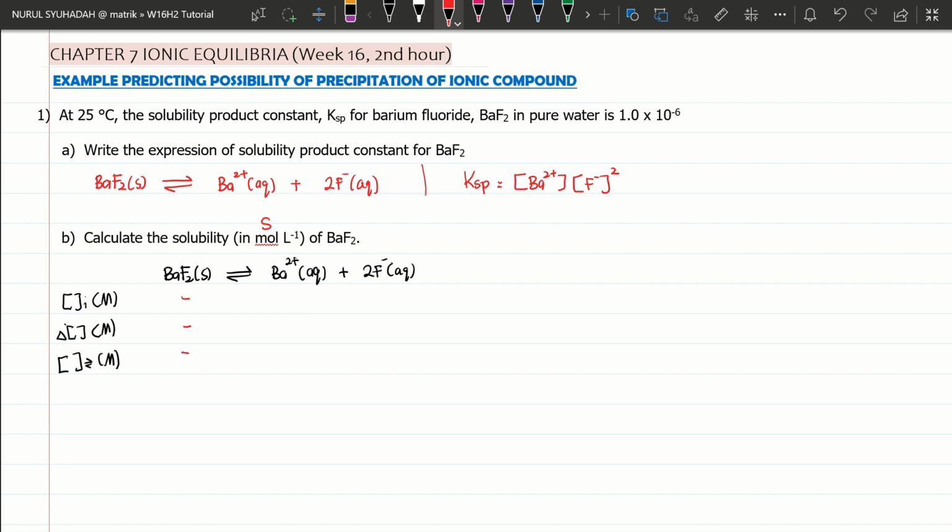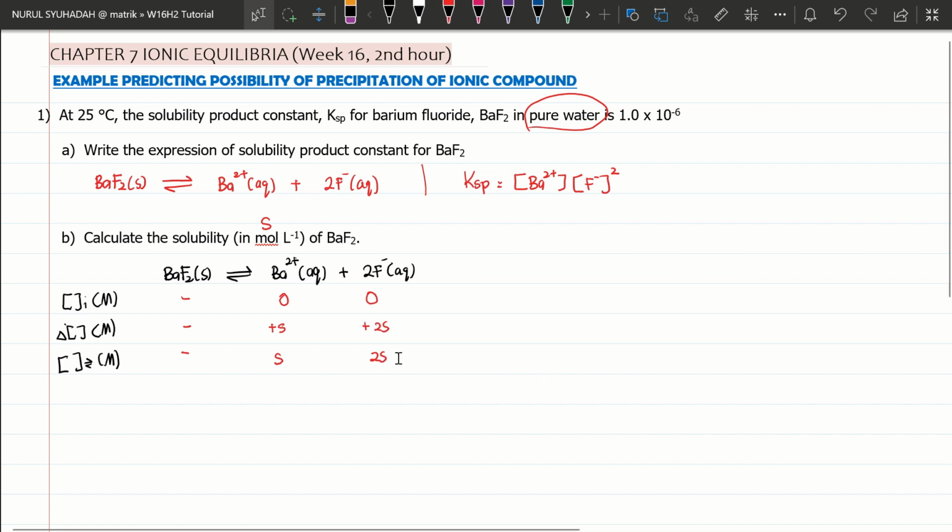So solid abaikan. So Ba2+. So since sekarang ni kita dekat dalam pure water, so initially concentration of Ba2+ and F- adalah 0. Okay, so changes dia plus S plus 2S. So at equilibrium value dia adalah S dan 2S. Okay, so from here clearly apa yang kita nak cari adalah nilai S. So nilai S ni lah yang kita nak cari.